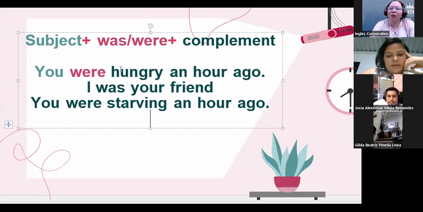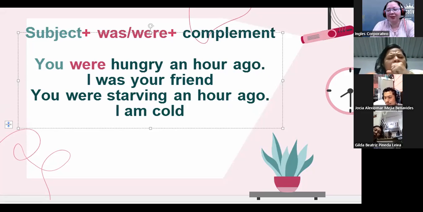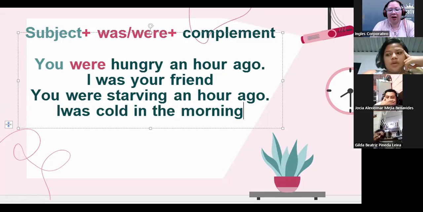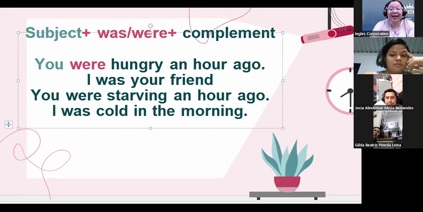Bueno, entonces aquí podemos nosotros decir lo que éramos, estábamos. Por ejemplo, así como aprendimos hace unos días, tengo frío. I am cold. Sería en presente, ¿verdad? No estoy diciendo yo soy helado, sé que yo tengo frío. Entonces, si hoy en la mañana estaba bien helado, podríamos decir, I was cold in the morning. Okay? Yo tenía frío en la mañana. Tuve frío en la mañana.